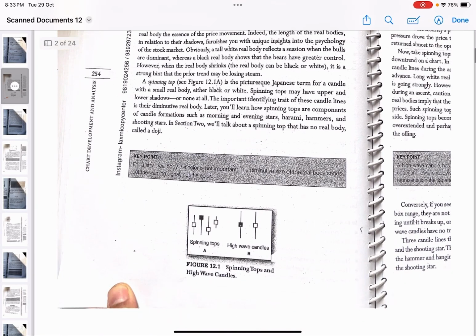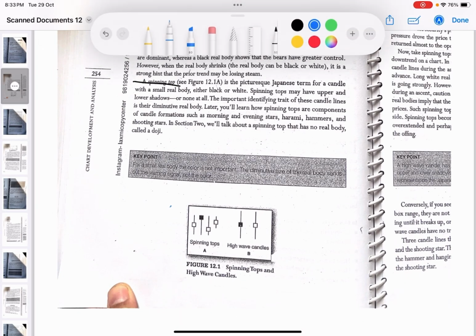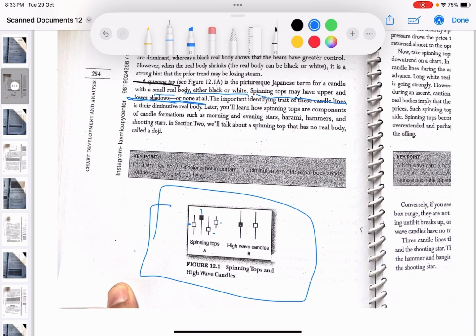A spinning top, figure 12.1. This is a spinning top, a picturesque Japanese term for a candle with a small real body, either black or white. The body isn't big at all, right? So this is what is known as a spinning top. Spinning tops may have upper and lower shadows or none at all. The important identifying trait of these candles is their diminutive real body.